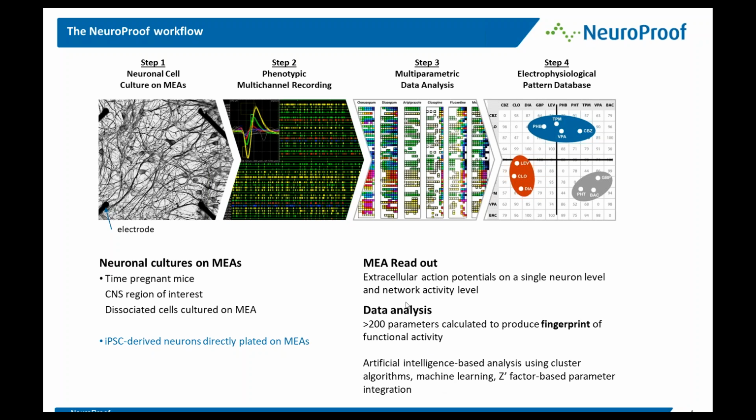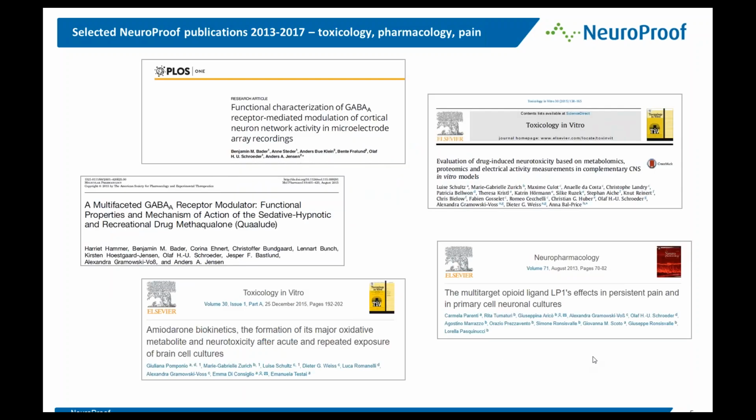Now, the readout is, as was already told by Dr. Anson, an extracellular action potential on a single neuron level or a network level. And we derive out of this data, besides the number of action potentials or bursts, more than 200 parameters to produce this fingerprint. And then artificial intelligence-based methods, including cluster algorithm, machine learning, and Z-factor-based parameter integration. This data analysis was already published several times in the last couple of years, which you can have a look at separately, so I will not go into that classification detail right now.